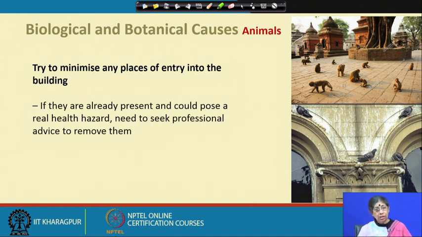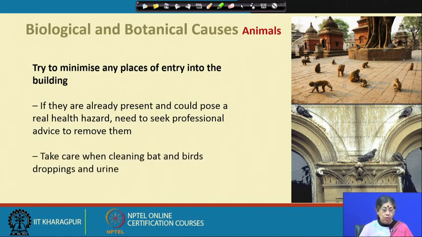If these animals, either birds, pigeons or monkeys or whatever, are already present, they could pose a real health hazard, and may be unsafe to the tourists. So, we need to seek professional advice to remove them depending on the situation. It has to be a multidisciplinary team which works on that. But it is absolutely necessary that we create a balance between these two. And we also have to remember that when cleaning bat and bird droppings and urine, we may use something which may ultimately damage the fabric. So, which material, what type of detergent, what type of chemical we are using, all are very important.